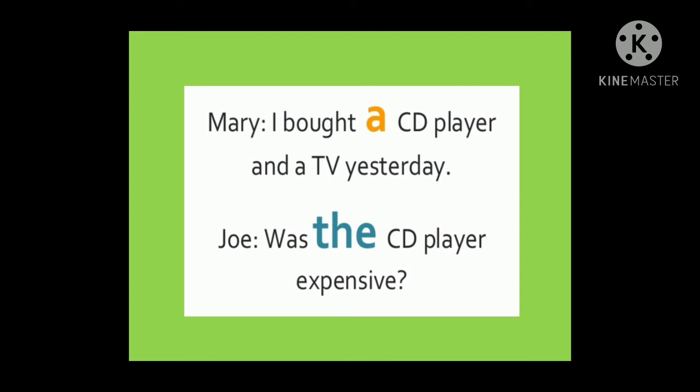Now here Mary is talking about a CD player. There may be many, but she bought one CD player and one TV yesterday. Whereas Joe said, was the CD player expensive? Now here Joe is talking about exactly the same CD player which Mary had bought. So Joe is asking about the same CD player, that's why Joe is using the before CD player. Fine. So Joe said, was the CD player expensive? So we are again connecting the CD player with the above sentence.